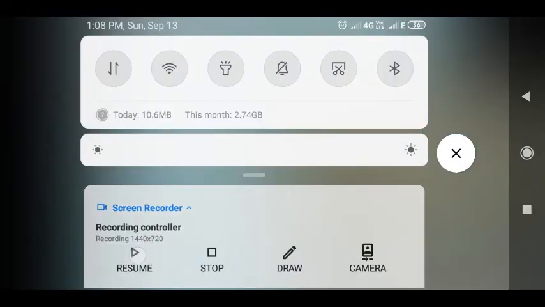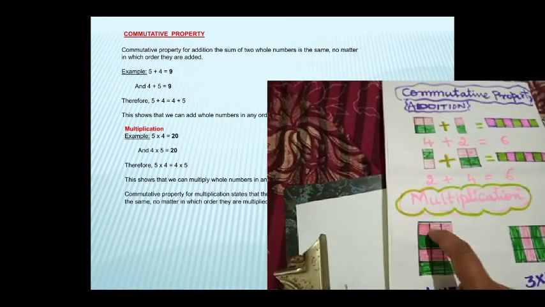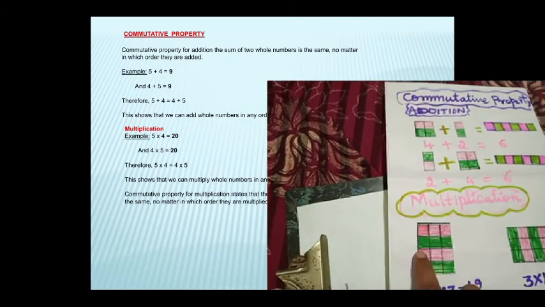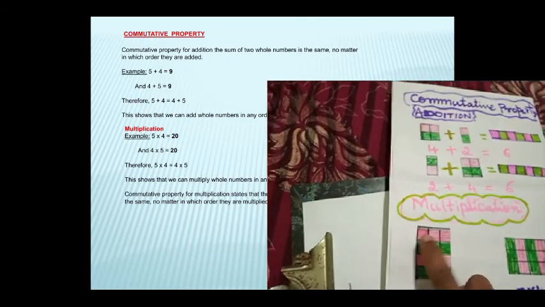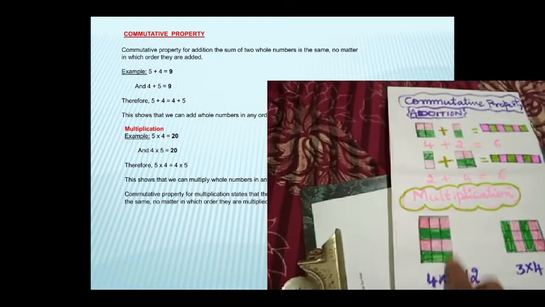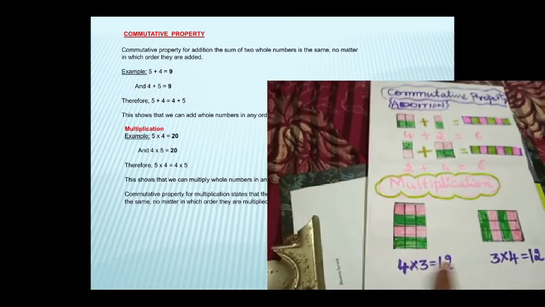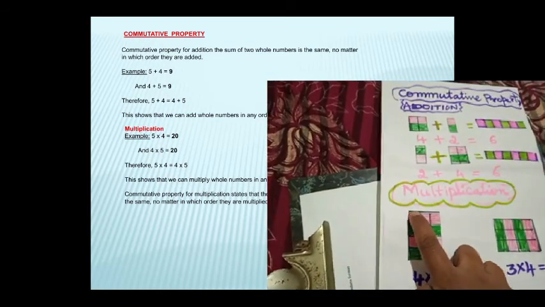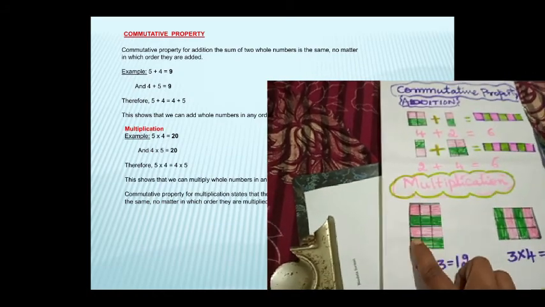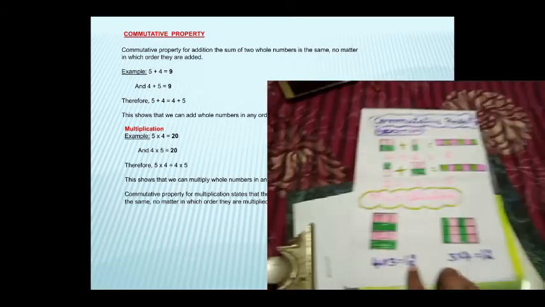Let us see one activity. See here, how many rows are there? 1, 2, 3, 4. There are 4 rows and 3 columns, 1, 2, 3. So 4 multiplied by 3 equals 12. 4 threes are 12. For example, if you count 1, 2, 3, 4, 5, 6, 7, 8, 9, 10, 11, 12. So 4 multiplied by 3 equals 12.